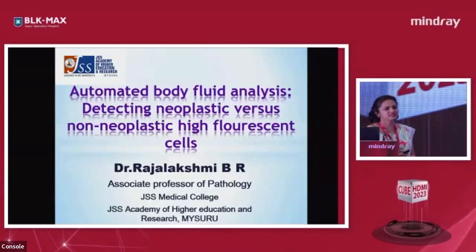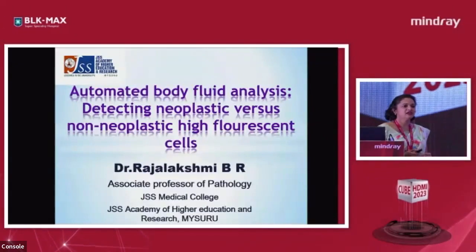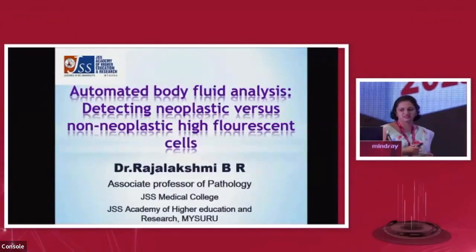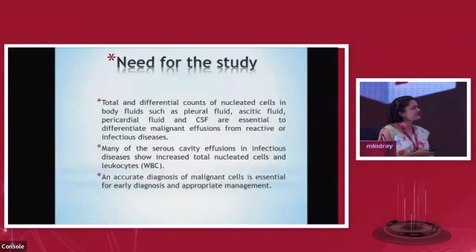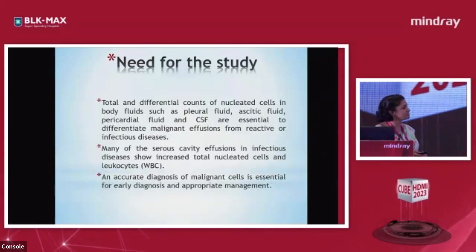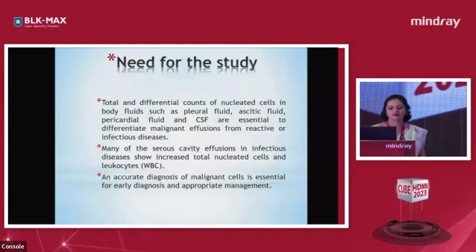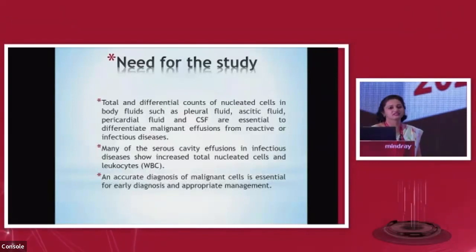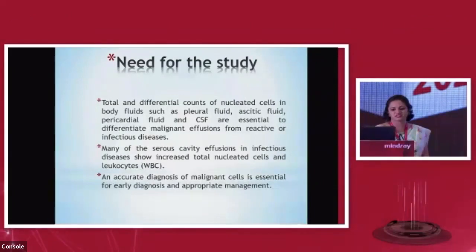That means the HFBF, the high fluorescent body fluid count given by the analyzer, are they neoplastic or non-neoplastic cells? So what was the need for the study? The total and differential counts of nucleated cells in body fluids such as pleural fluid, ascitic fluid, pericardial fluid and CSF are essential to differentiate malignant effusions from reactive or infectious diseases.